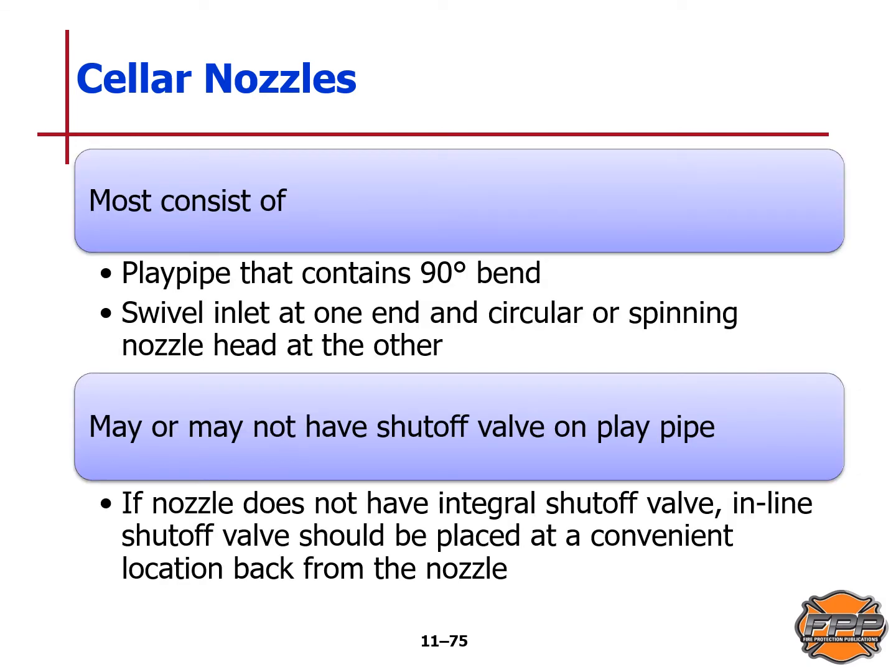Cellar nozzles mostly consist of a play pipe that contains a 90-degree bend and a swivel inlet at one end and a circular or spinning nozzle head at the other. It may or may not have a shutoff valve on the play pipe. If the nozzle does not have an integral shutoff valve, an inline shutoff valve should be placed at a convenient location back from the nozzle itself.